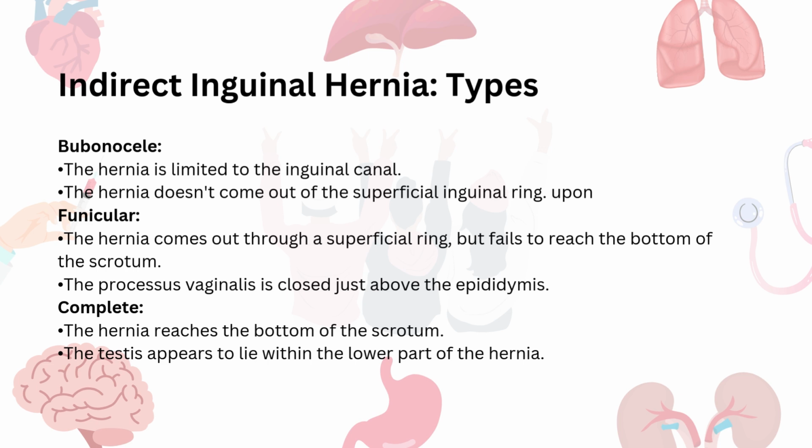If it is coming out of it, it is funicular, but it fails to reach the bottom of the scrotum, and the processus vaginalis is closed just above the epididymis. And then there's complete, the hernia that reaches to the bottom of the scrotum. The testes would appear to lie within the lower part of the hernia.